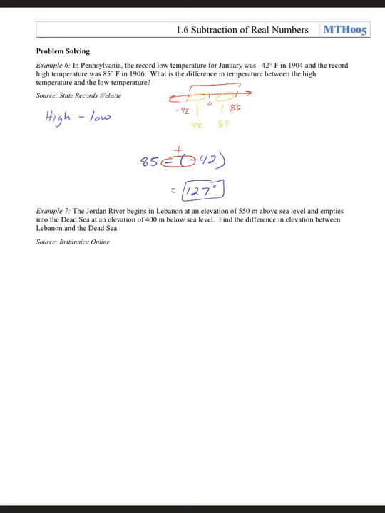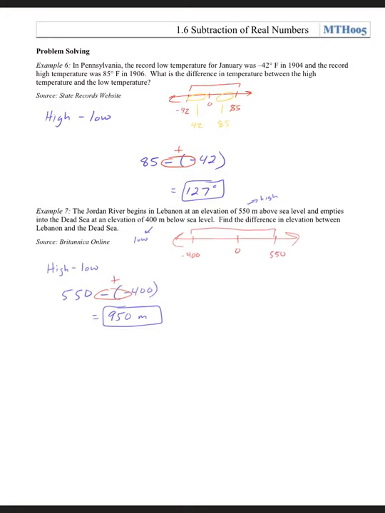What I want you to do now is pause the video and try example 7. Okay, so you can see the first thing is the Jordan River begins at an elevation of 550 meters. That's going to be our high above sea level and empties into the Dead Sea at elevation of 400 meters below sea level. So that's going to be our low. You can see I drew out a little number line here only because it helps me visualize. I need to find the distance from a negative 400 on a number line all the way up to a positive 550 on the number line.